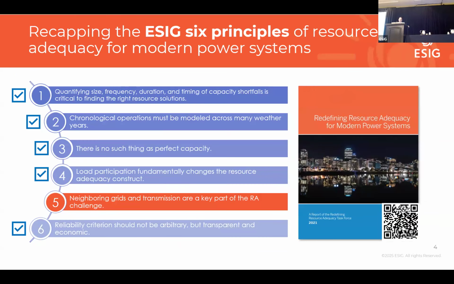That first paper really laid out 6 principles. The paper walked through 6 different principles of resource adequacy and how it's changing. We covered in those subsequent papers each of those other domains. So of the 6 principles, we had 4 of them covered, and we wanted to hit this 5th principle, which is that neighboring grids and transmission are a key part of the resource adequacy challenge.